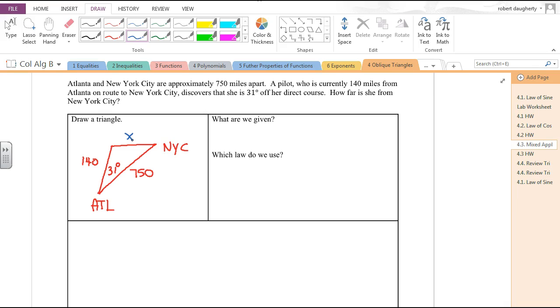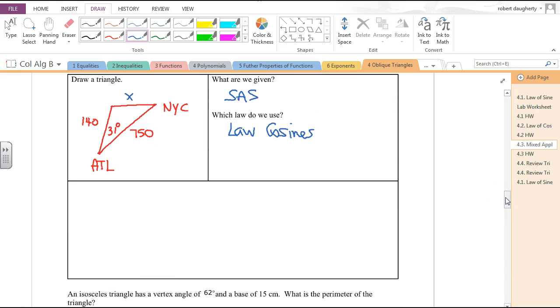What do I know? Yes, side, angle, side. I know two sides and the angle in between. This is a law of cosines problem. So if I'm going to solve for x, you're given side, angle, side. This is the law of cosines.